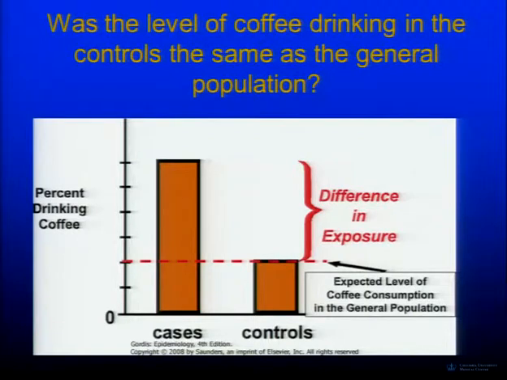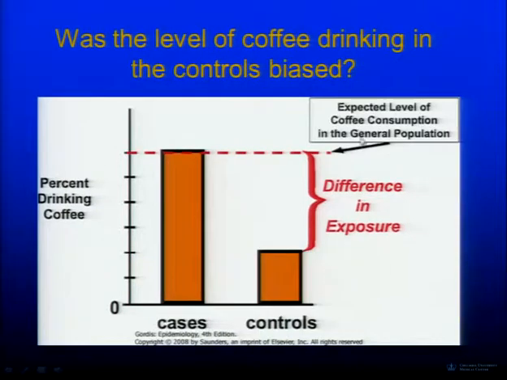So who were the controls? Right, other patients with gastrointestinal disease. So what do you think might happen to the coffee drinking of people with GI disease? Right, it might decrease. So if it's decreasing, are we really seeing that these people drink more coffee? Or is it that, in fact, this is the expected level of coffee consumption in the general population? And the only reason we saw this whole finding was because we chose the wrong control group.